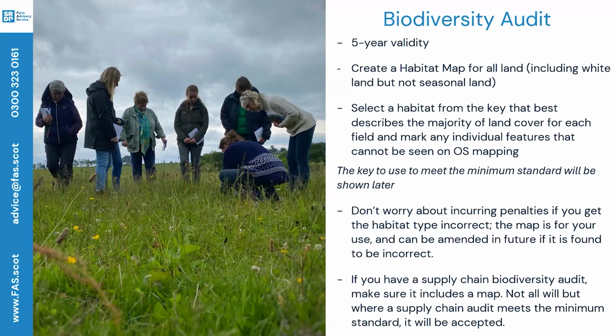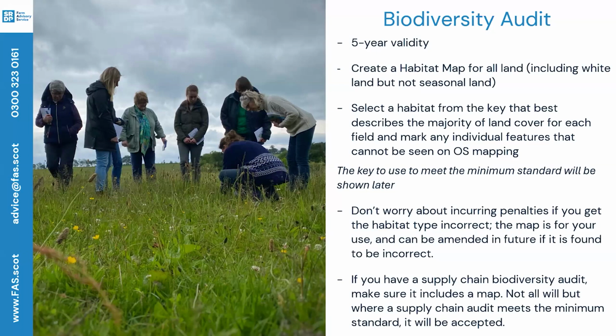In terms of that minimum standard of what needs to go on that map, you need to select one habitat from the key that best describes the majority of the land cover for each field within your land area that you're mapping. There's a key that meets the minimum standards, and we'll cover that later in the presentation and show you the habitats as part of that key. You should also, as part of the minimum standard, mark any individual features that cannot be seen on OS mapping. So that's the minimum standard.